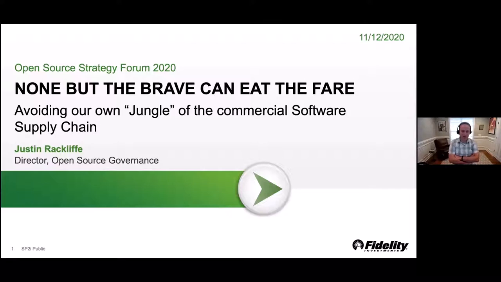We're going to be doing this presentation around avoiding your own jungle of the commercial software supply chain. It's a riff, essentially, on Upton Sinclair's book, The Jungle. We're not going to be talking about meatpacking plants. That's not the discussion we're going to be having. We're going to apply the same concepts and the metaphor to our own supply chains, the ones that we produce and the ones that we consume through commercial services.